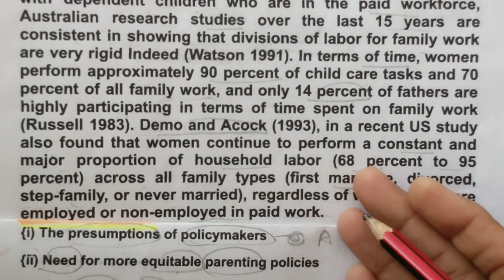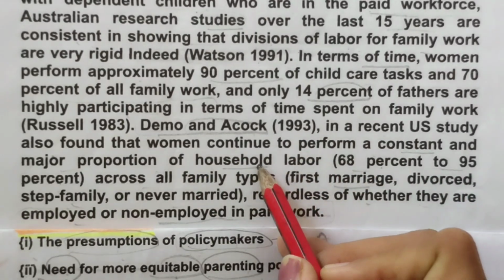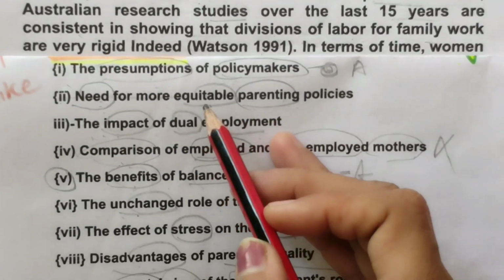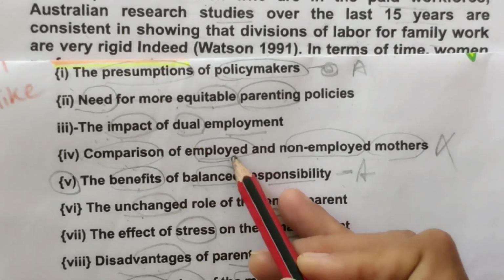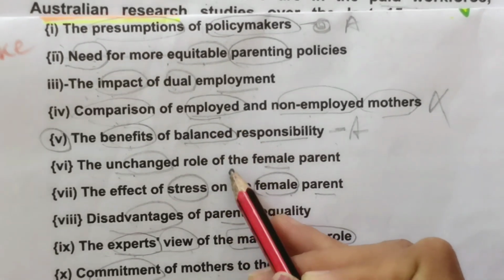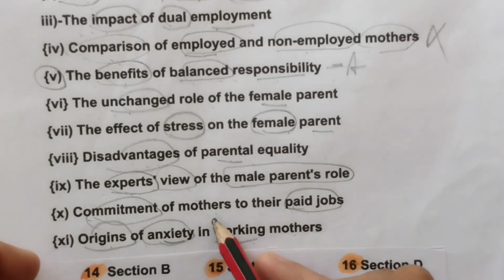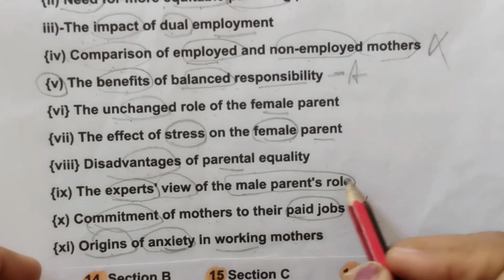See this. I was thinking it is easy, but some confusion is there. I think they are talking about presumption. No, this is also not there. Benefits, unchanged, stress. So I think they are not talking about commitment of mothers to their paid jobs, especially this thing they are not talking about.